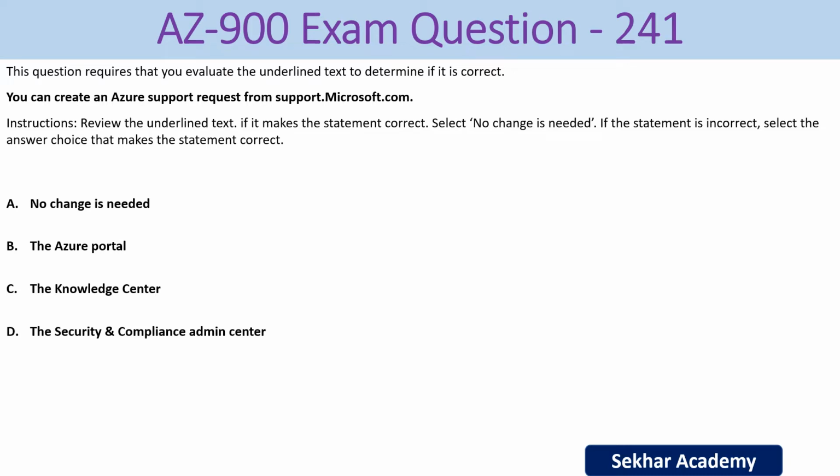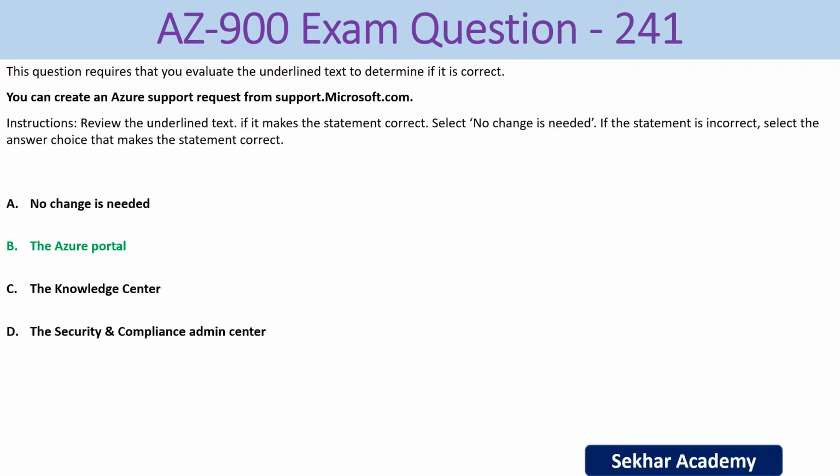AZ-900 exam question number 241. This question requires that you evaluate the underlying text to determine if it is correct. You can create an Azure support request from support.microsoft.com. The options we have: no changes needed, Azure portal, the knowledge center, and the security and compliance admin center. The right answer is the Azure portal.